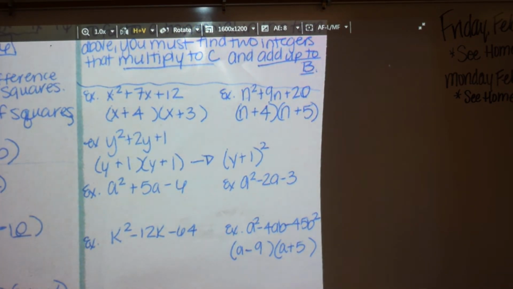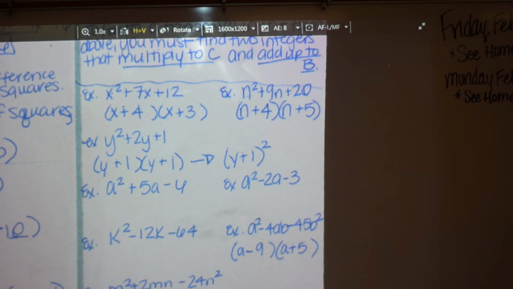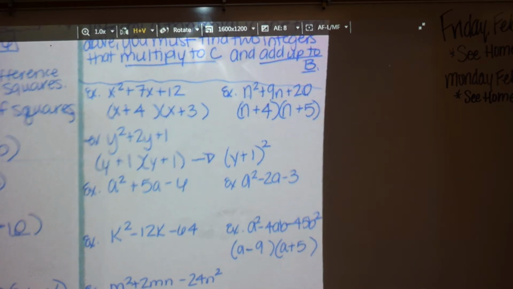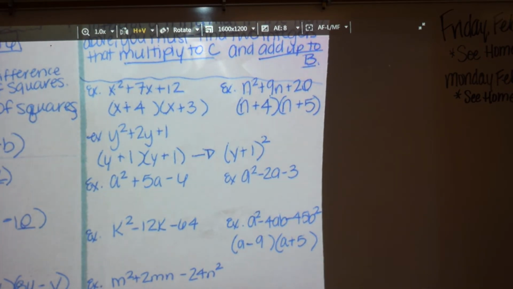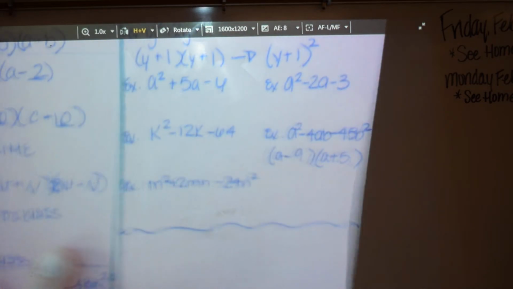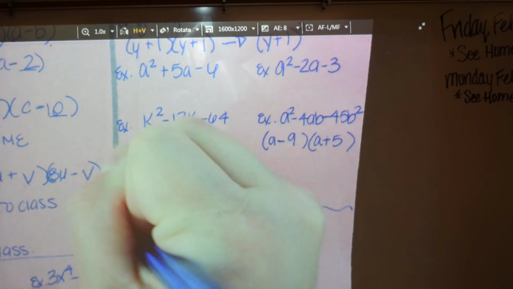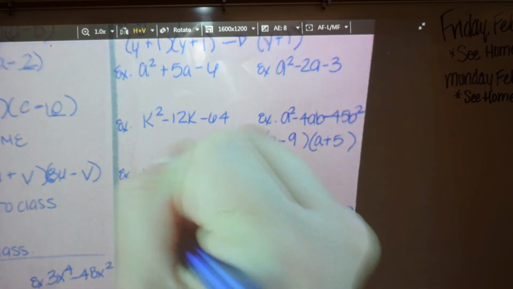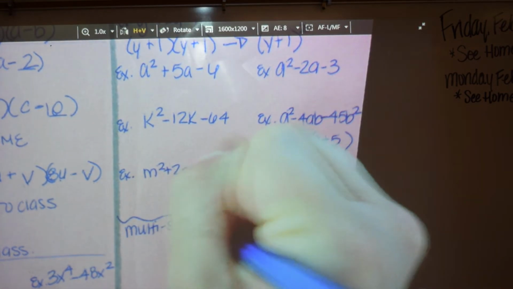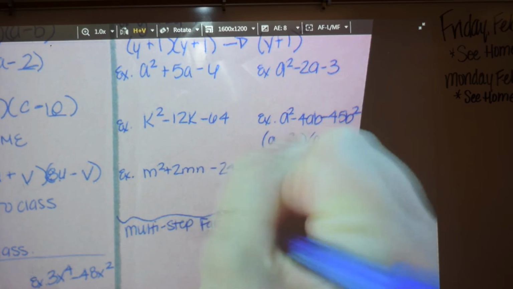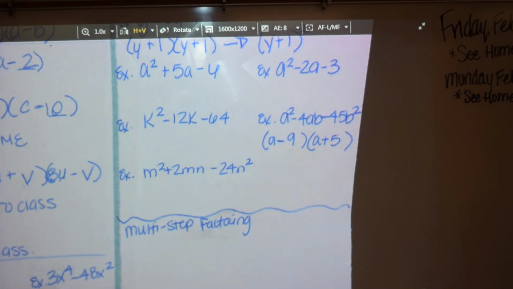I'm going to give you another one. Watch those signs. Okay, there's a tricky one for you. Okay, so we're going to do some multi-step factoring. Okay, and they're all going to be a little different.